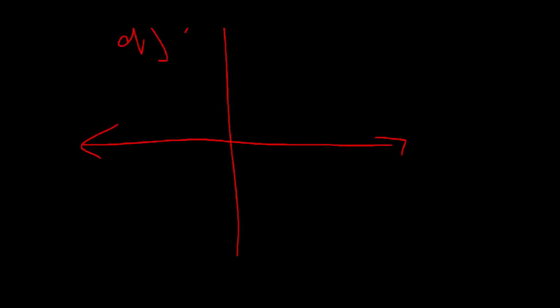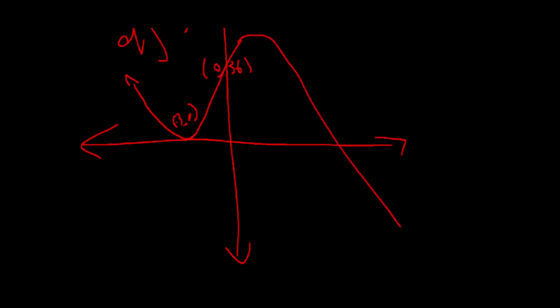Okay, so we're going to draw the actual graph now. We know there's a bounce, and there's an intercept. So that's negative 3, 0, and 0, 36. Parabola and straight down at 4, 0. And so that's the graph. That's how you graph.